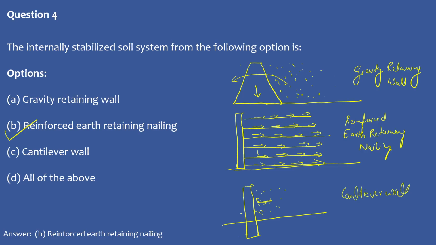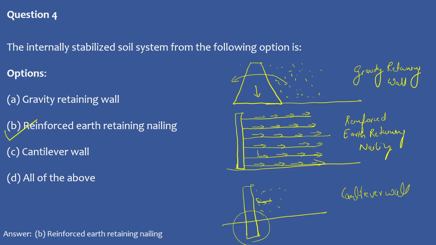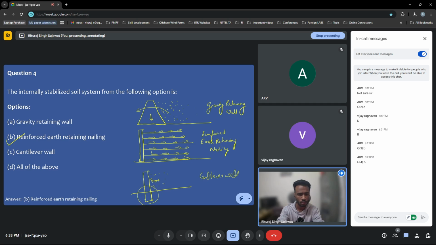Here we are taking the support for resisting the wall, using the dead load of the wall to resist the soil movement, but here we are taking the required internal shear forces between the soil and the nails to stabilize the soil. So this is the reinforced earth retaining nailing, and that's why we call this system the internally stabilized soil system. So that was question number 4. If you have any doubt, please feel free to ask, otherwise we can move to question number 5.